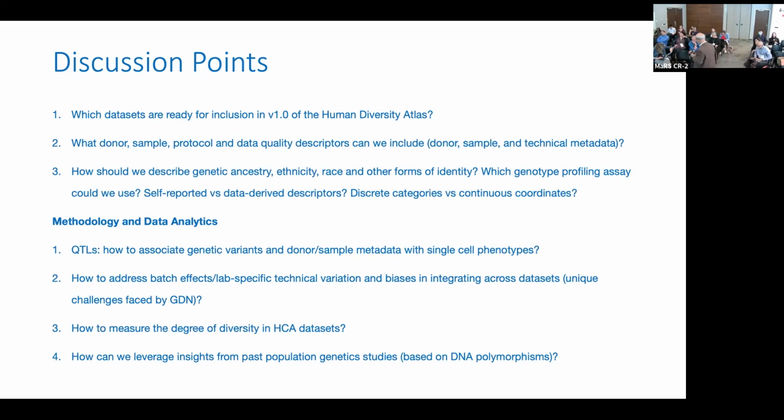Sophia. So I think we kind of covered 3 as part of the discussion. But what about the methodology component? Not everybody in here is a practitioner of this type of work. So how to associate, what do we do with the data? How do we associate genetic variation and donor sample metadata with single cell phenotypes?